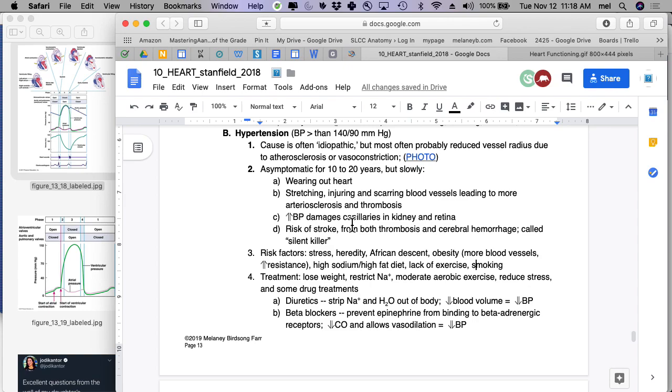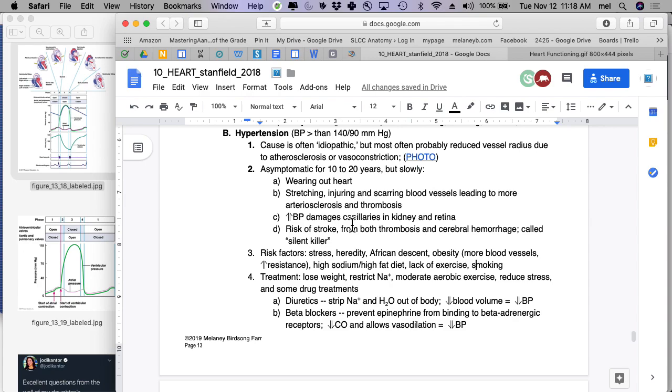How do you get hypertension? It's a combination of your crap luck with your genetics, but that's not very much of it. It is primarily diet and exercise. And we are the poster population for cardiovascular disease. Usually reduced vessel radius because of arteriosclerosis and atherosclerosis in combination with vasoconstriction, which is related to stress.